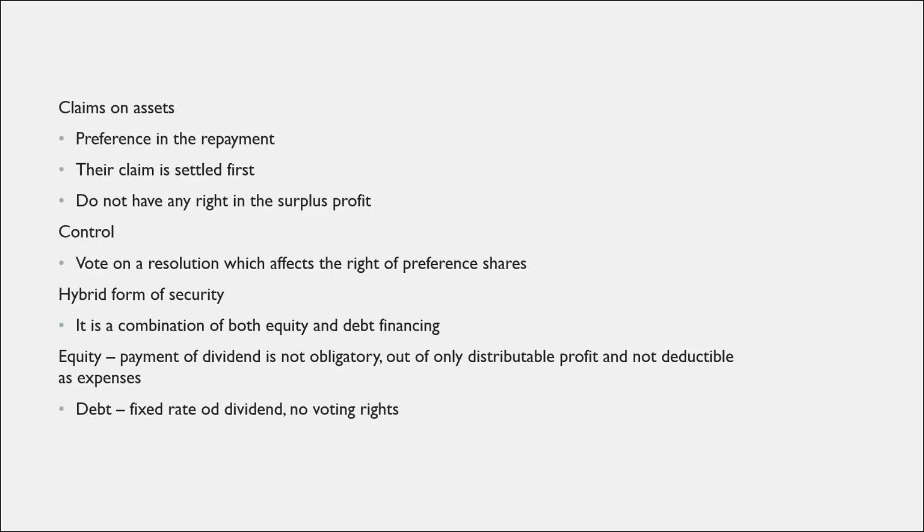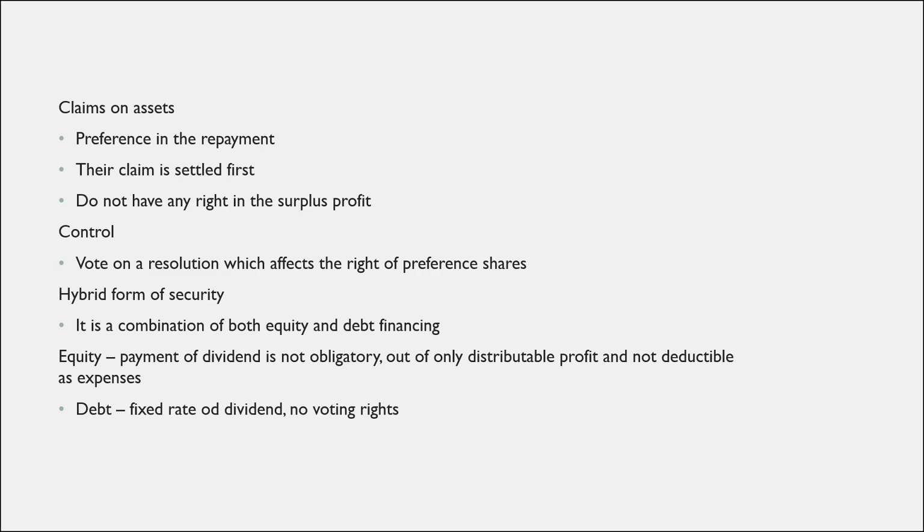Next is claims on asset. The claims on asset are superior to those of equity shareholders. At the time of winding up of a company, after payment of the claims of creditors, next preference is given to the preference shareholders before making payment to the equity shareholders.